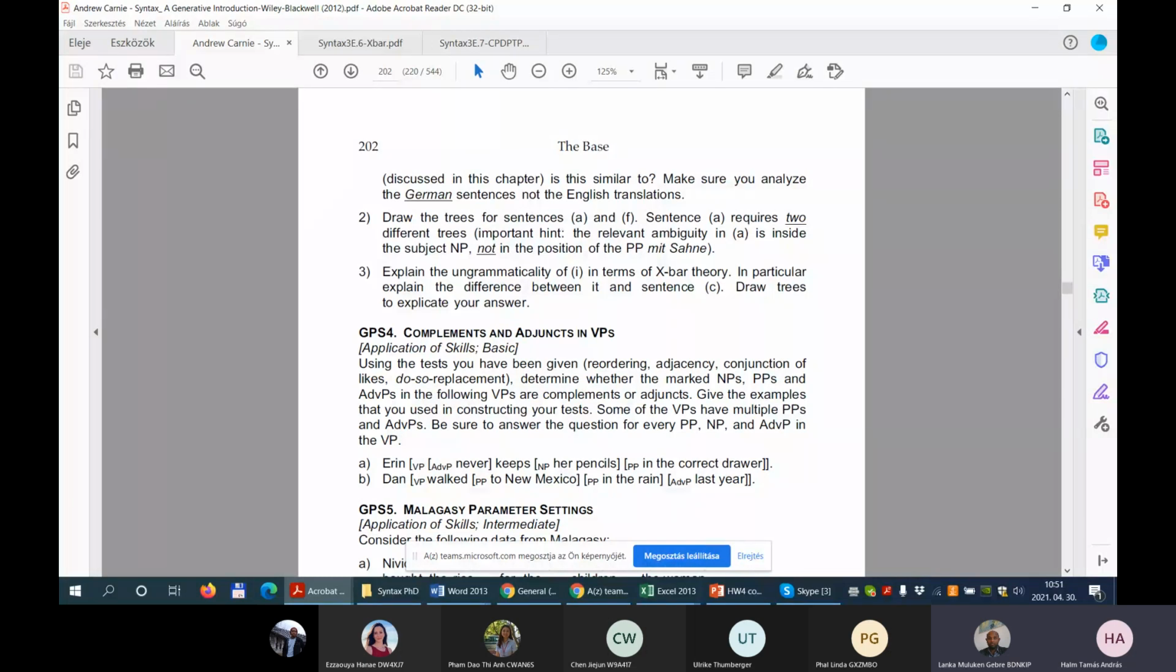When I rearrange on this did so or did to replacement, the first one, Erin never keeps her pencils in the correct drawer. Then when I replace this in did so, it said John never did so in the correct drawer. I randomly used the name John. And another, John never so did keep his pencil.